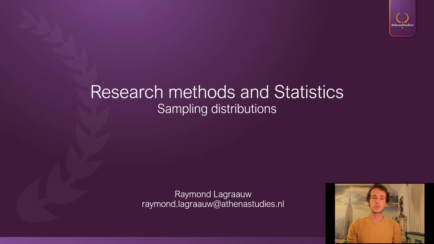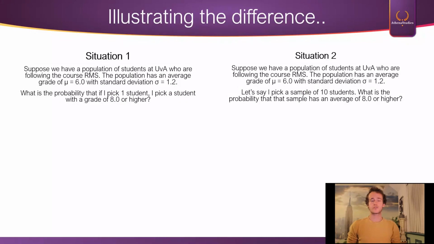And today I wanted to show you a little bit about sampling distributions, what they are, and when and why you should use them. So let's dive right into the theory. To illustrate what a sampling distribution is and why we should use it, I prepared two practical examples for you. So let's look at the two examples, and I want to show you the difference between the two situations.